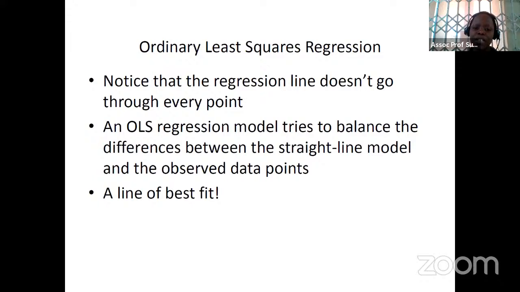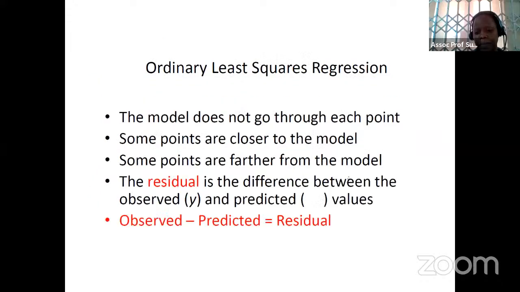So I've just said, notice that the regression line does not go through every point. Using the ordinary least squares regression model tries to balance the difference between the straight line model and the observed data points, which is called our line of best fit. The residual is the difference between the red points and the blue line. The red points are the observed values, and the blue line is the predicted value. So observed minus predicted is equal to residual.